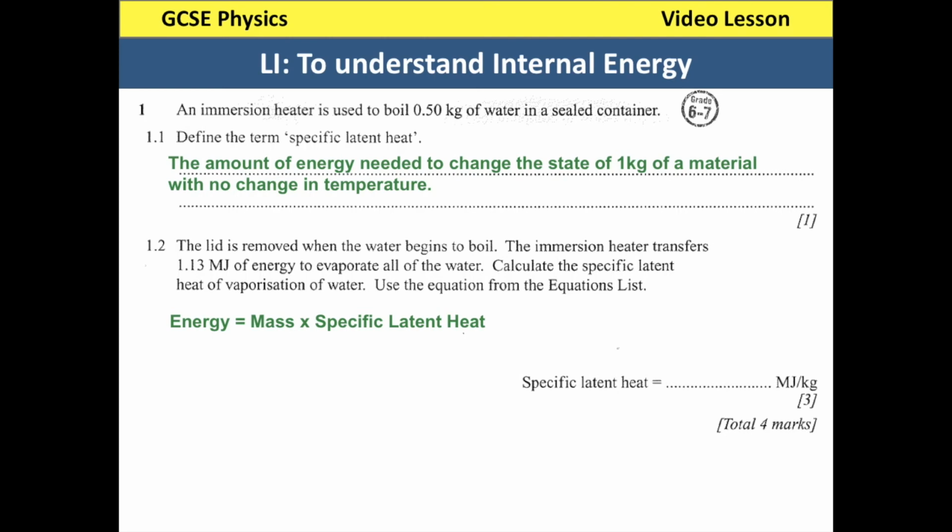We are working out, though, the specific latent heat, so this equation needs to be written in the form of specific latent heat equals. The easiest way of rearranging an equation like that is to draw a triangle, and when we draw the triangle we would have energy on the top and then mass and specific latent heat on the bottom. From this we can see that energy is on top of mass, so we will be doing energy divided by mass to work out the specific latent heat. So the answer would actually come out as being 2.26 megajoules per kilogram.